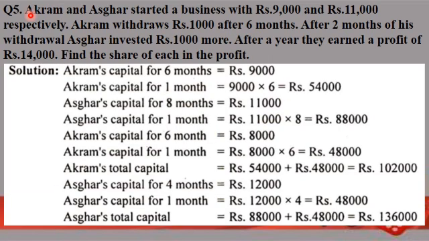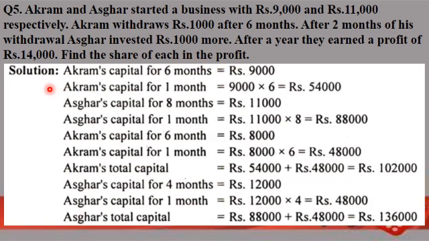Okay, now we are moving to our question number 5: Akram and Asghar started a business with rupees 9,000 and 11,000 respectively. Akram withdrew 1,000 after 6 months, and 2 months after his withdrawal, Asghar invested 1,000 more. After the year, they earned a profit of 14,000. Find the share of each in the profit.